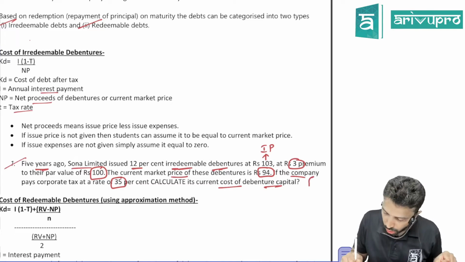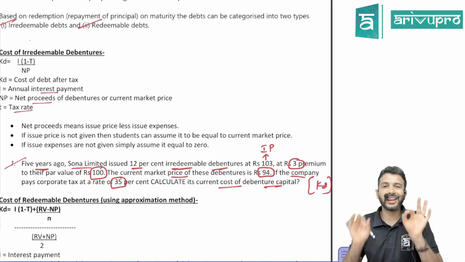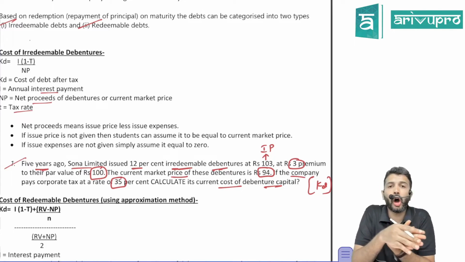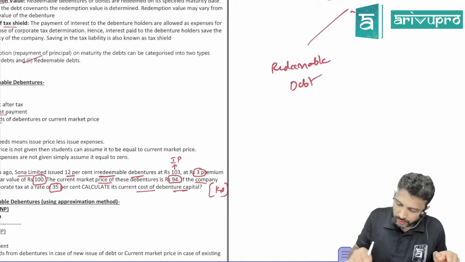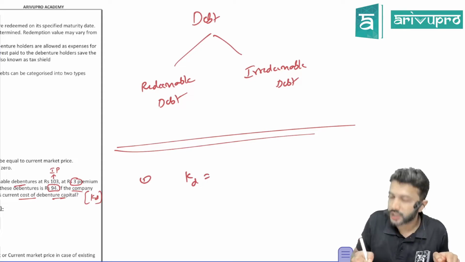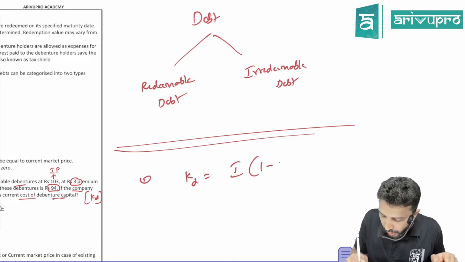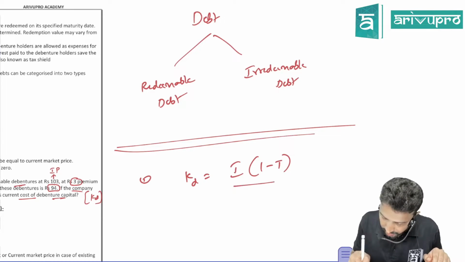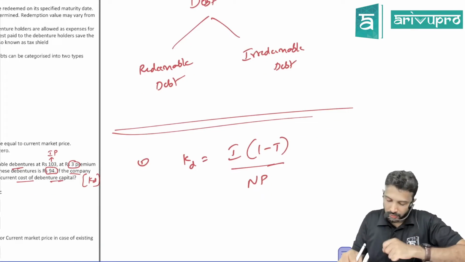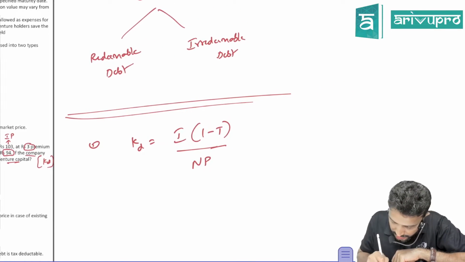Meaning they are asking you the cost of debt because debenture is a debt. So we need to calculate Kd. So what sort of debt is this, redeemable or irredeemable? The first thing we will write in every problem is the formula for our reference. Kd is equal to interest into 1 minus tax divided by net proceeds. One minute, we'll fill in the data. First, observe. I'll give you time. Observe first. What does I stand for, sir?